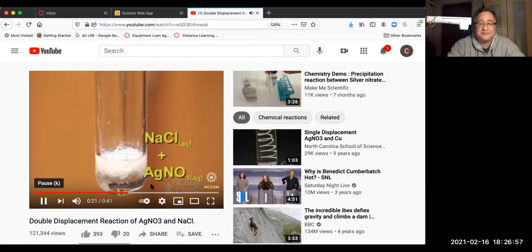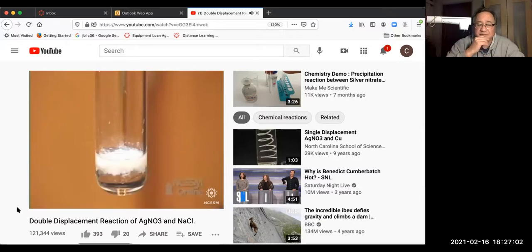To the silver nitrate solution, a white precipitate, insoluble silver chloride is formed.